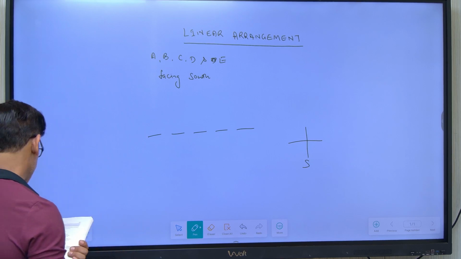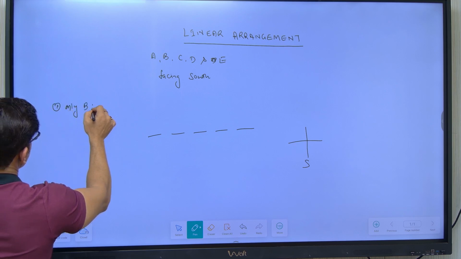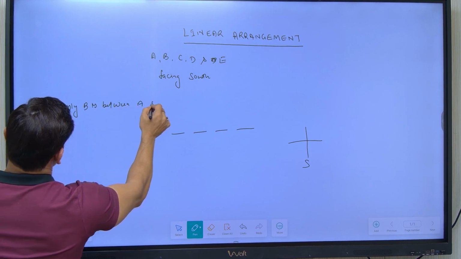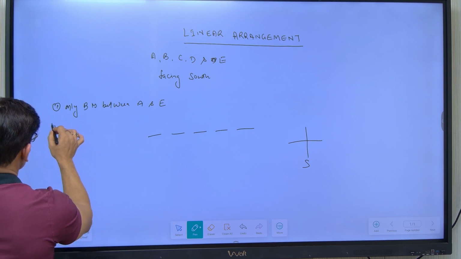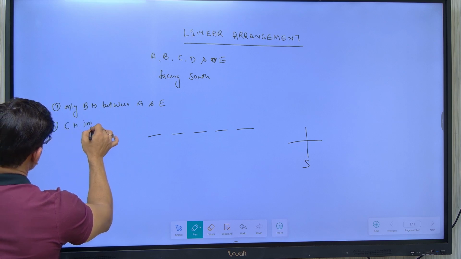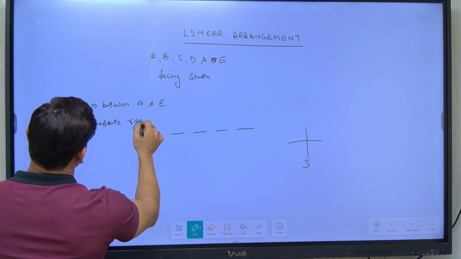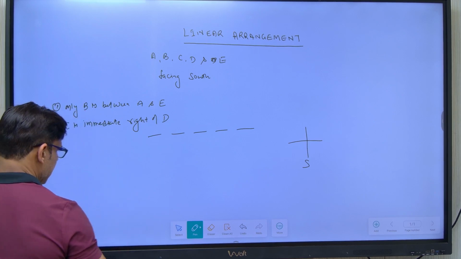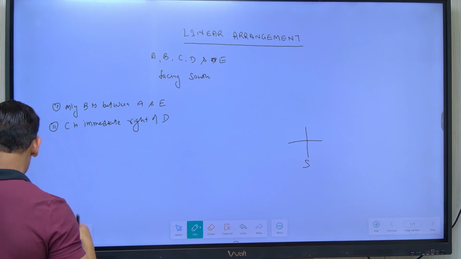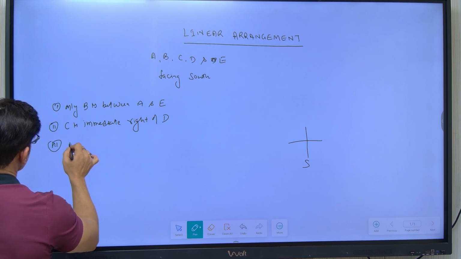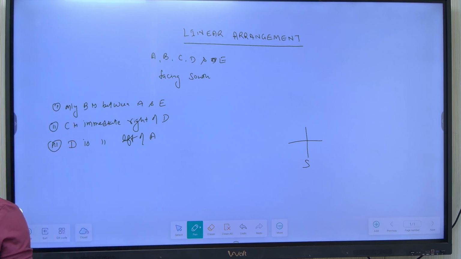Then there is some important information. First, only B is between A and E. Second, C is immediate right of D. And third, D is immediate left of A.